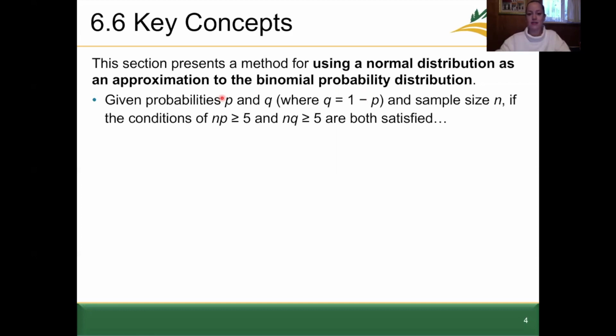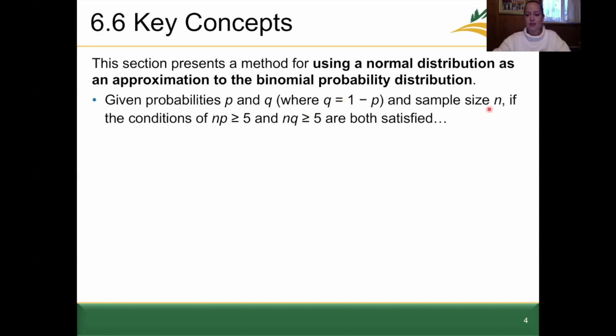So because that's true, then P and Q need to add up to 1. So to find Q, if we know P, we can take Q is equal to 1 minus P. Or if we know Q, but we don't know P, we could take 1 minus Q is equal to P. So it's Q plus P is always equal to 1. They're complements of each other.